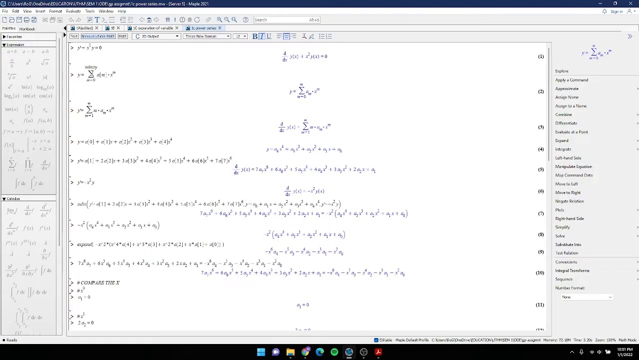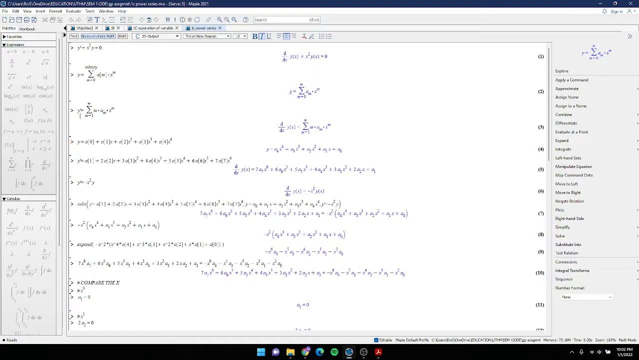Y equals the sum from m equals 0 to infinity of a_m x to the power of m. So we get a0 plus a1x plus a2x squared plus a3x to the power of 3 plus a4x to the power of 4, and so on. First, we must differentiate with respect to x.